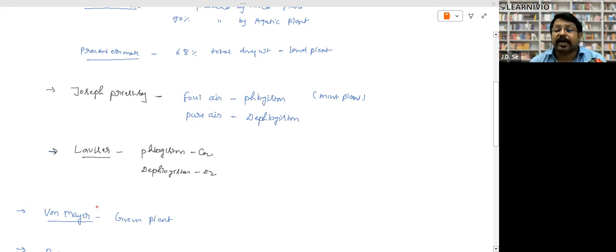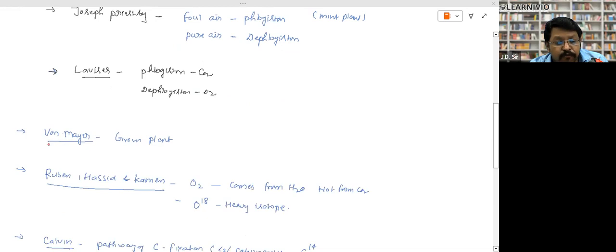Now Lavoisier was another scientist. He was basically a chemistry scientist. Lavoisier said that phlogiston is carbon dioxide and dephlogiston is oxygen. That was proved by Lavoisier. That is something you have to remember, right? Then there was a scientist whose name was Von Meyer. Von Meyer said that green plants purify the air.